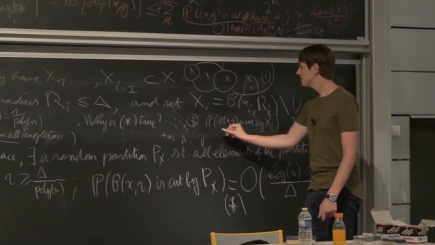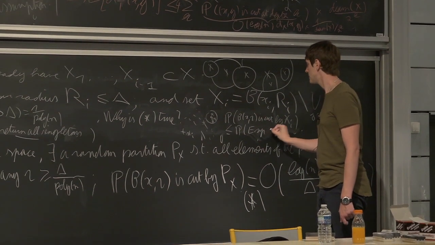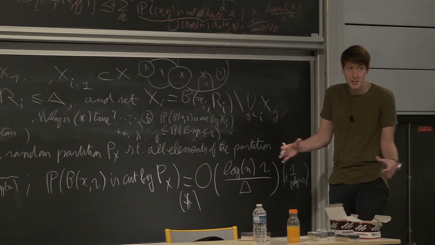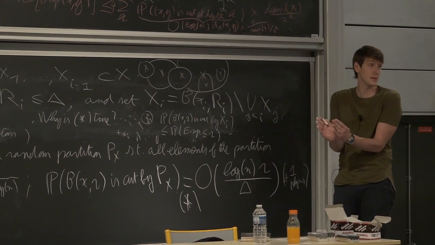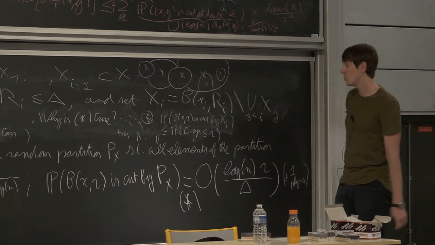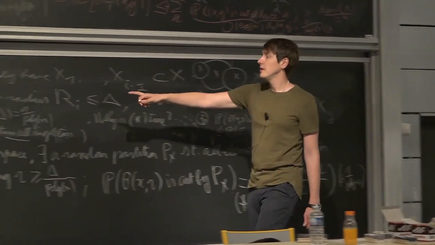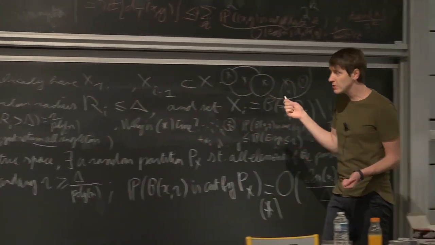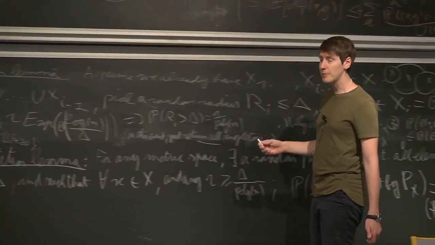What is this? This is smaller than the probability that the exponential is smaller than little r. Right? I need my exponential to stop in a window of size little r. That's what I need to cut these balls. But what is the probability that an exponential is smaller than little r? It's 1 minus the probability that it's bigger than r, and the probability that it's bigger than r is e to the minus lambda r.